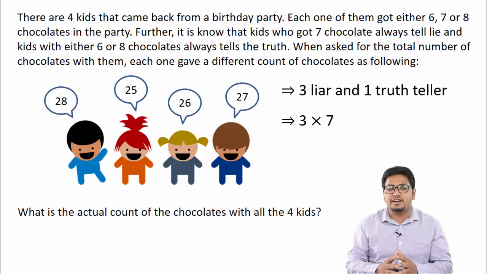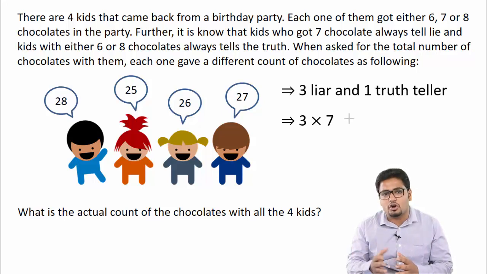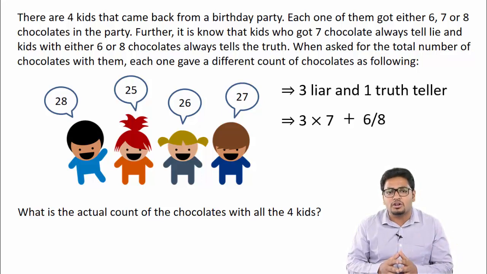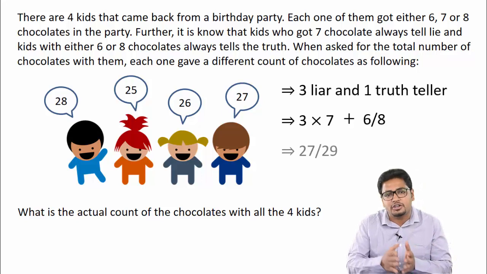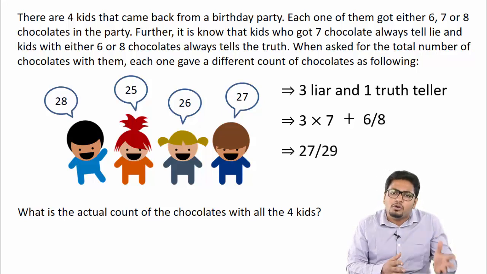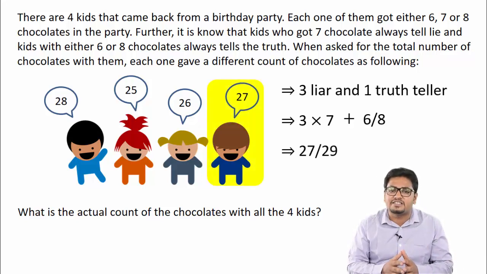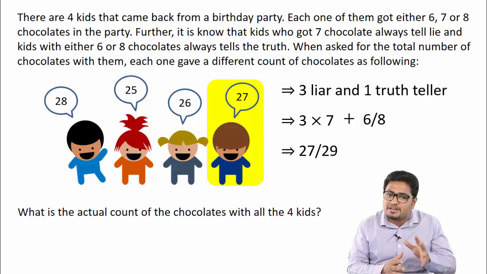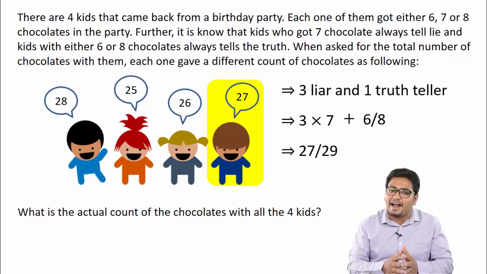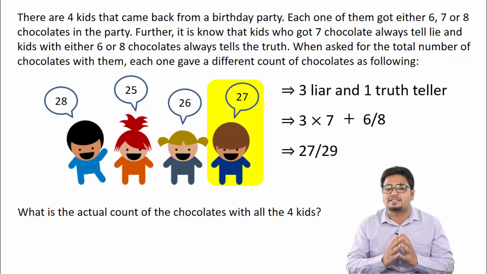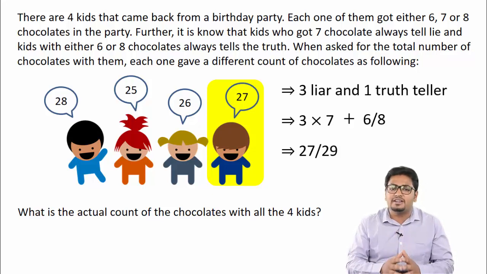Now only one kid is the truth teller, which means he will have either 6 chocolates or 8 chocolates with him. So the total number of chocolates with all the 4 kids must be either 27 or 29. The 4th kid is giving the count of 27. That means he must have 6 chocolates and he is the truth teller in this case. No kid is giving the count of 29. So we can choose 27 as the answer.